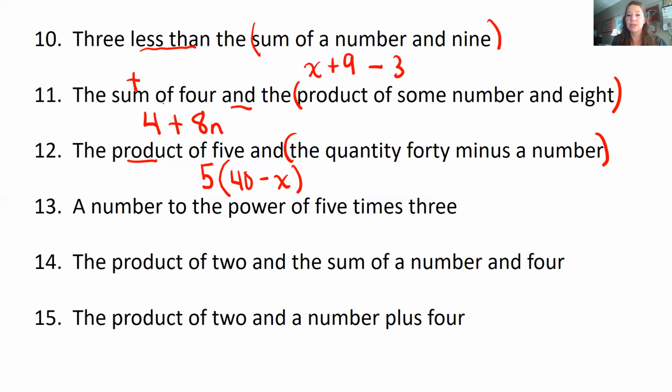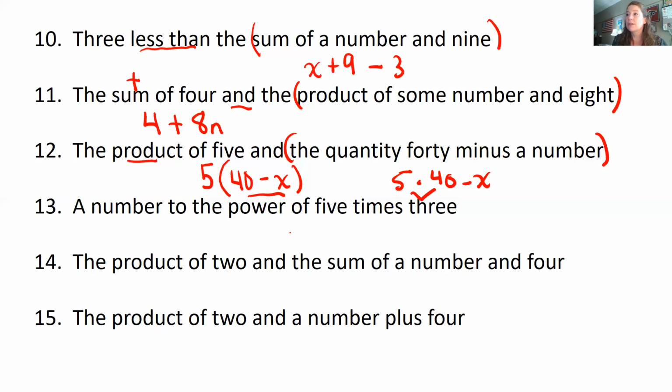And if you don't have those parentheses, it's going to be wrong. Because if I wrote it 5 times 40 minus x, when I do this operation, I would only multiply 5 times 40. Well, that's not what it says. I'm going to multiply 5 times all of this. That's why it has to go in parentheses. Number 13, a number to the power of 5.